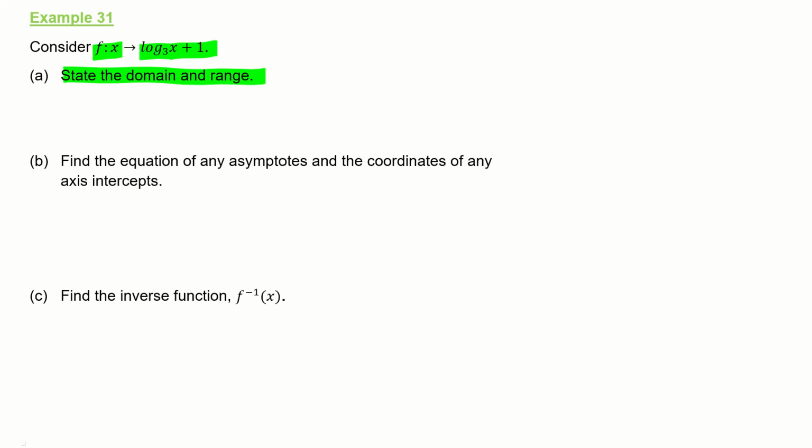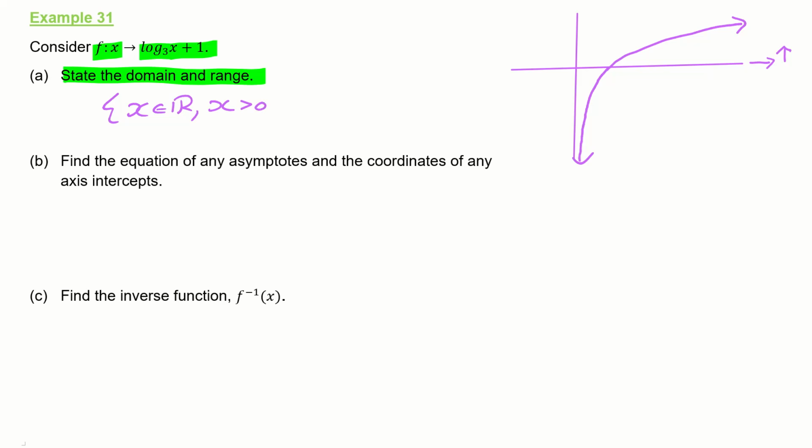So if we think about the standard log to the base 3 of x curve, it is going to have its asymptote as the negative y-axis, and then it's going to go over like this. Despite the fact it curves over, if you increase the x value, you still increase the y value. So the domain here is going to be real values greater than 0. There's nothing to the left of the y-axis, and the y-axis is an asymptote. So that is our domain.